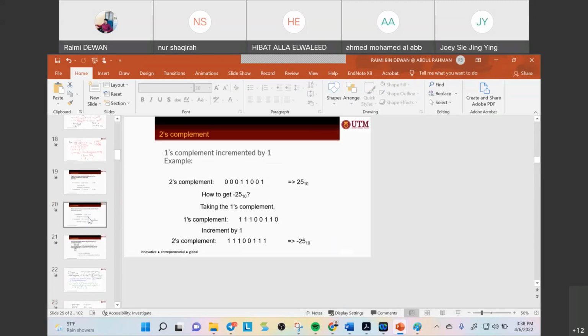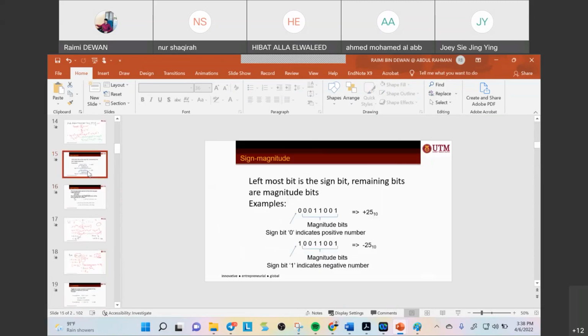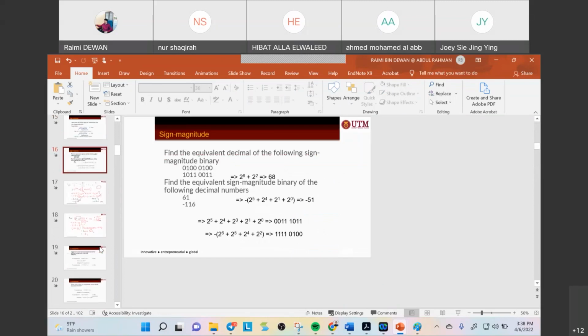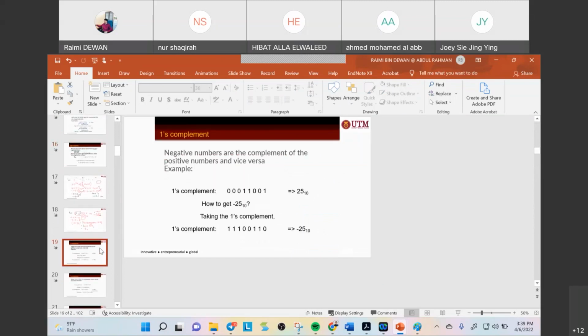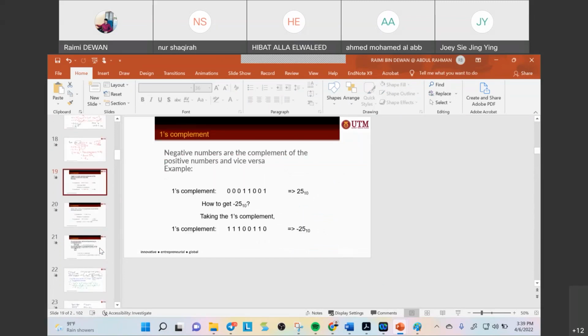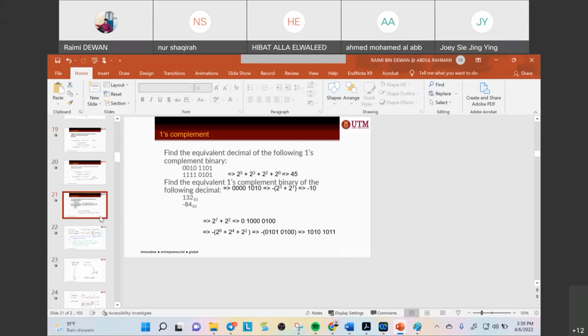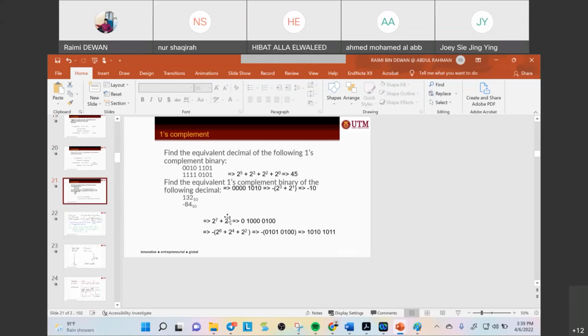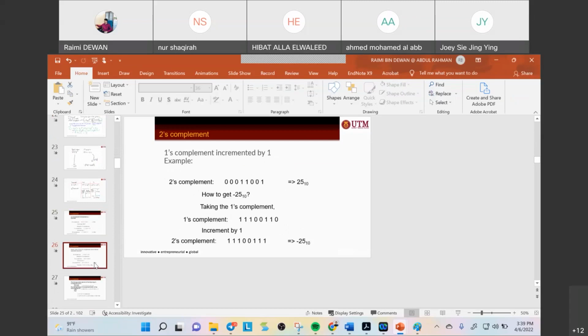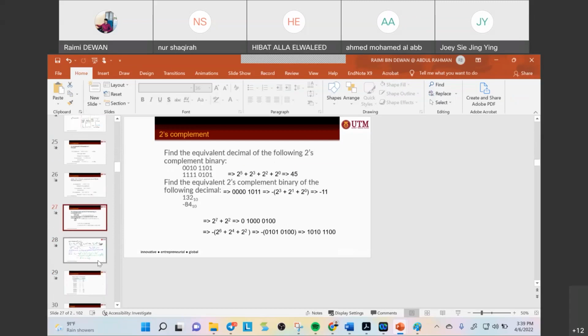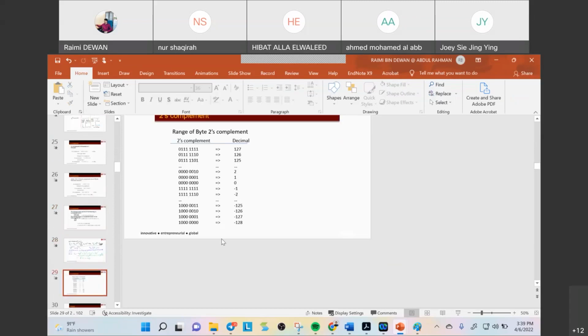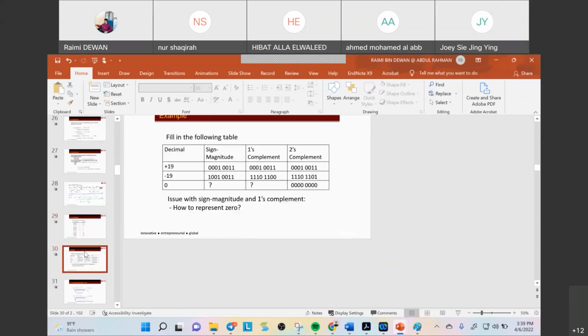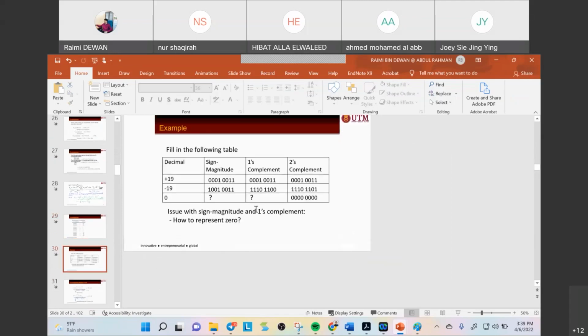Wait, I want to see if there is anything like, find the equivalent decimal of the following ones complement. Please see this one and read it. I think no, not so far. Please do this.